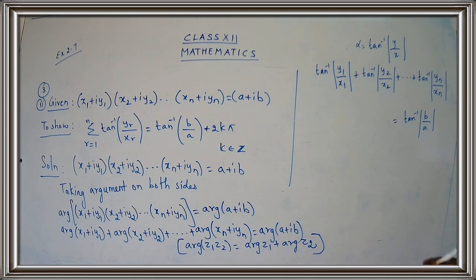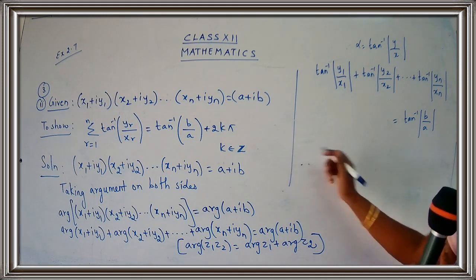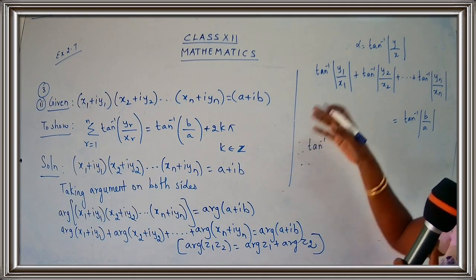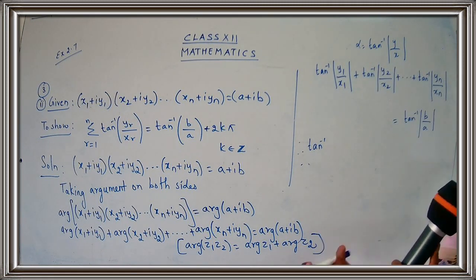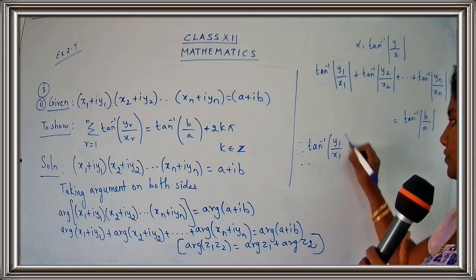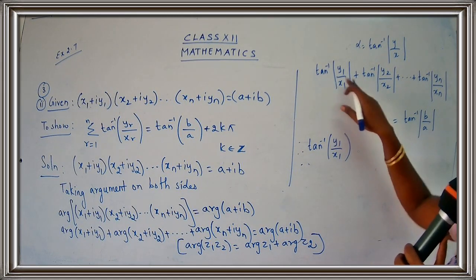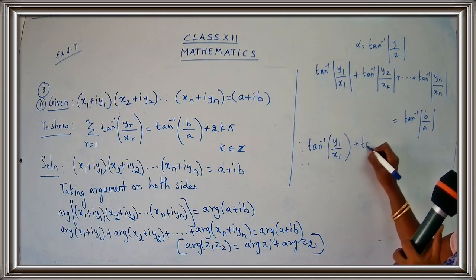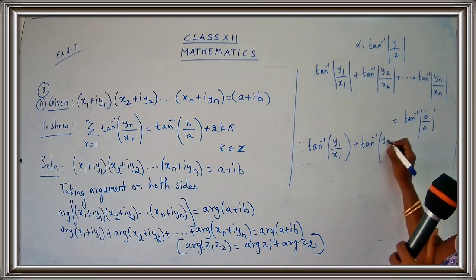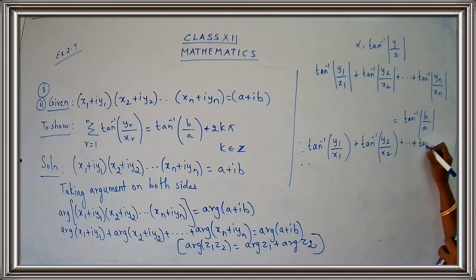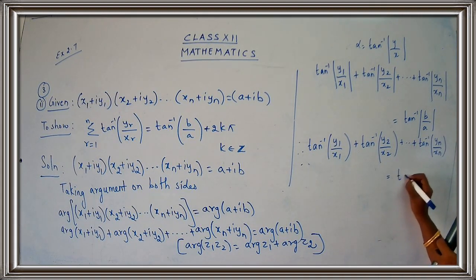So this is equal to, therefore, tan inverse. I am just going to remove the modulus sign because you know that if I remove a value from the modulus sign, I am going to get a positive value. So I have just put here tan inverse y1 upon x1. You just use a bracket, no need to put a modulus sign. I have changed the modulus sign into a bracket. Same way, continue for the remaining terms: tan inverse y2 upon x2, tan inverse yn upon xn is equal to tan inverse b by a.